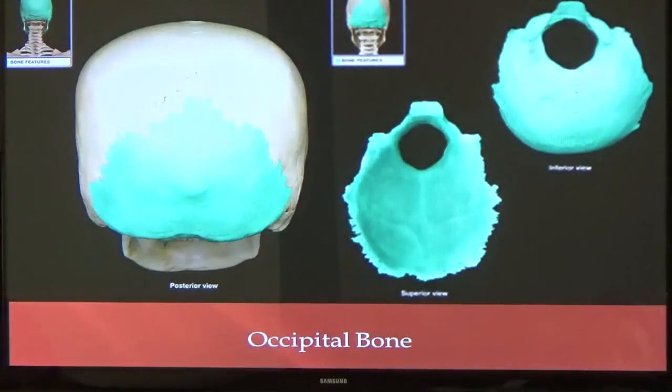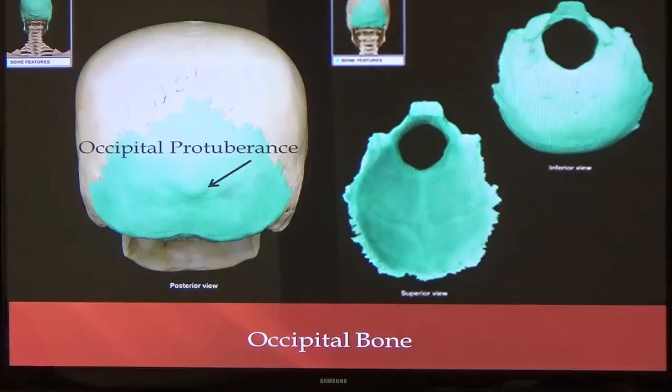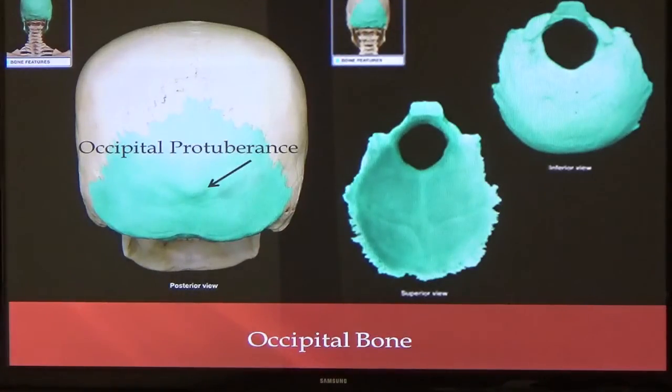So again, here's the occipital bone, the foramen magnum. Here's the protuberance. Questions on those 8 bones? Here's your spinal cord coming up again to the base of that foramen magnum. Those bones, know those bones, just basically what I told you.